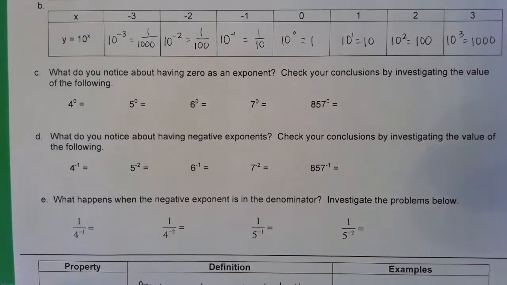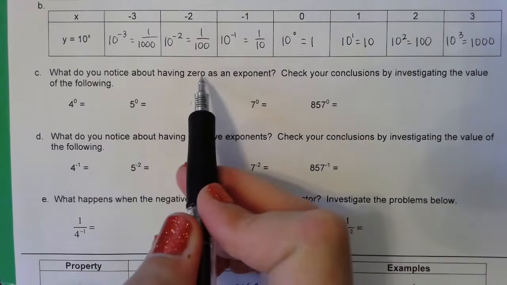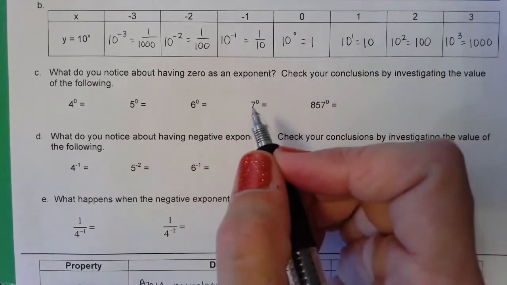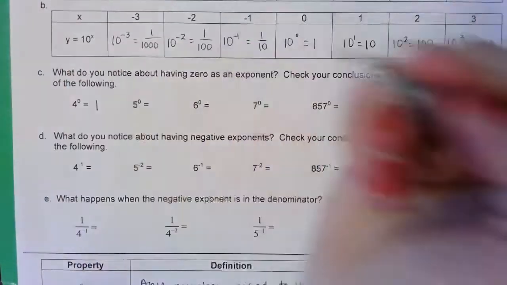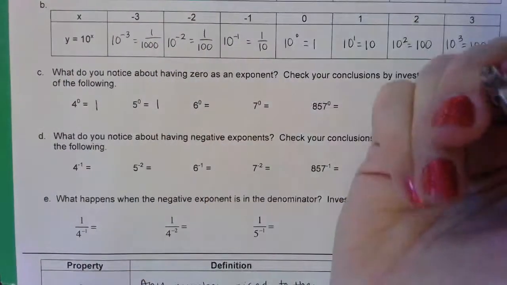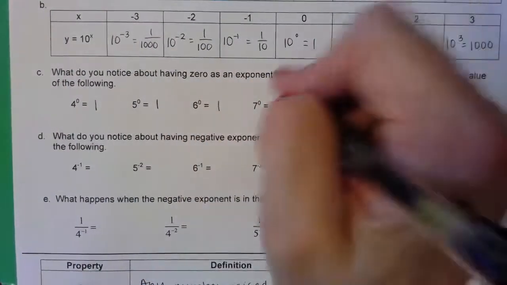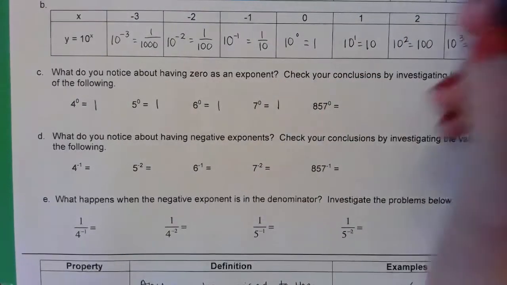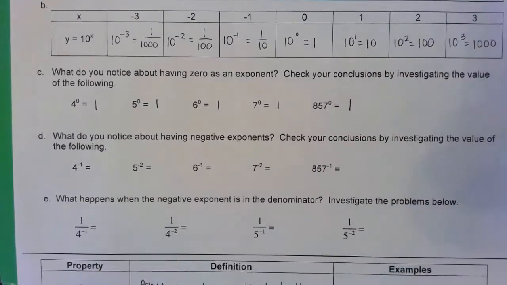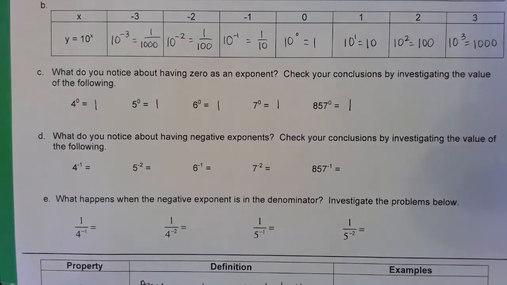So there are three things happening in examples A and B. It says, what do you notice about having 0 as an exponent? Anytime a number has 0 as an exponent, it always equals 1. So 4 to the 0 equals 1, 5 to the 0 equals 1, 6 to the 0 power equals 1, 7 to the 0 power equals 1, and then this one's kind of random. It's random on purpose to show it doesn't matter. 857 raised to the 0 power would also equal 1.